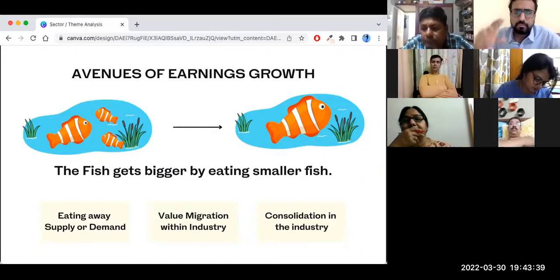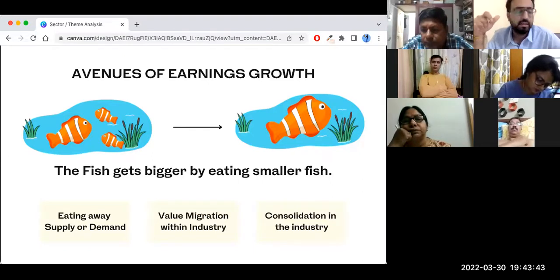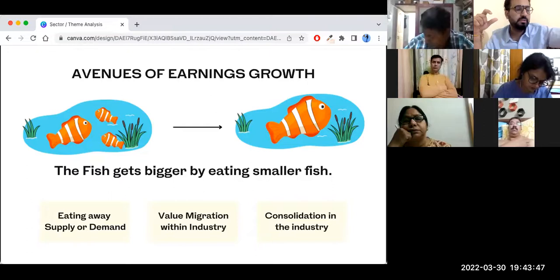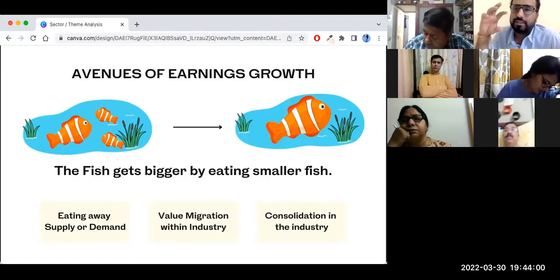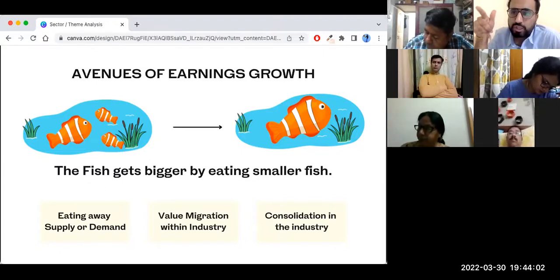Now, there can also be examples of eating away supply. Mostly it happens in platform kind of businesses, marketplace kind of businesses. Let us say there's a business called Cars 24. Cars 24 is a platform where you can buy used cars and you can also sell used cars.